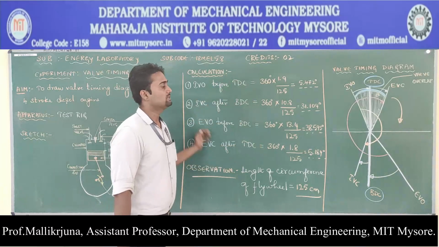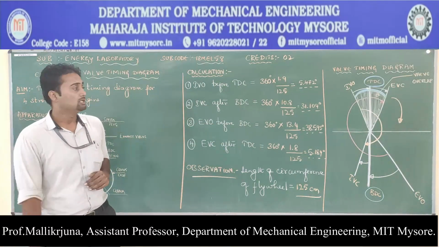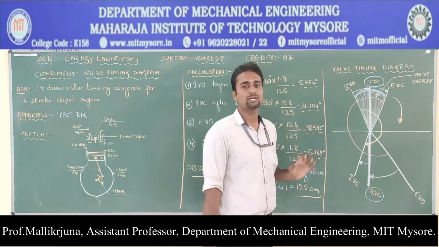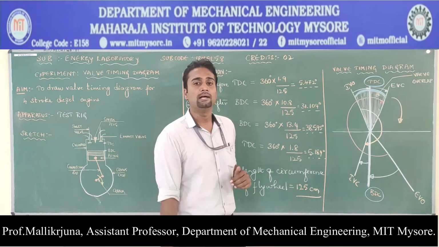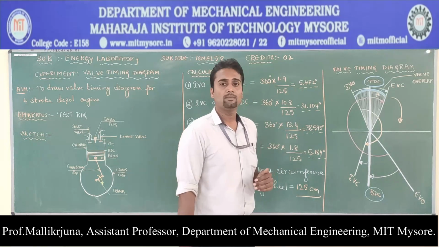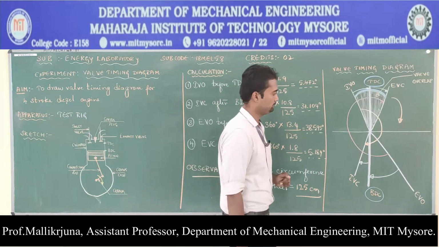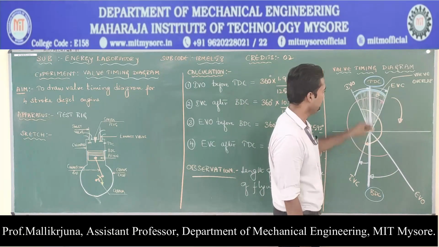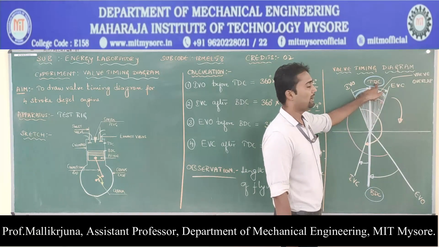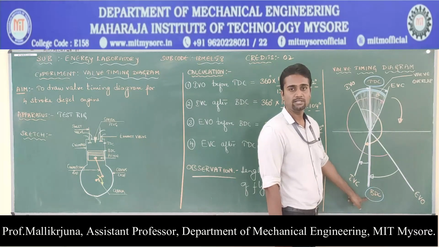So this is the observation as well as the calculation we have made from the experiment. Now if we plot the valve timing diagram, we will clearly understand what exactly is happening in the engine, how precisely the valves are getting closed and opened. That we will look at from the valve timing diagram. The vertical line I have drawn is a reference line. At the top I will have TDC, top dead center. At the bottom I will have BDC, bottom dead center.